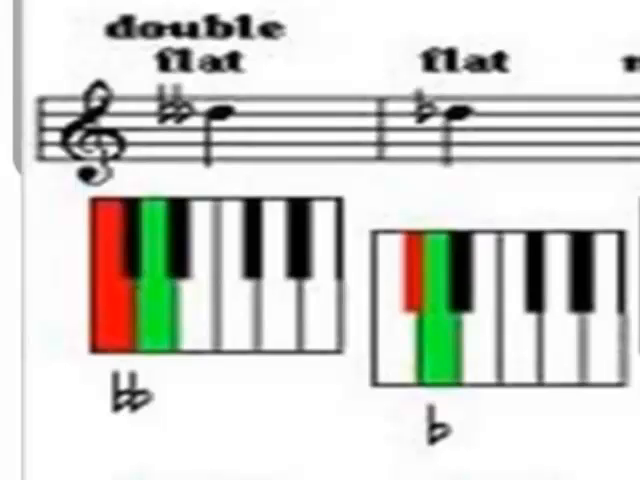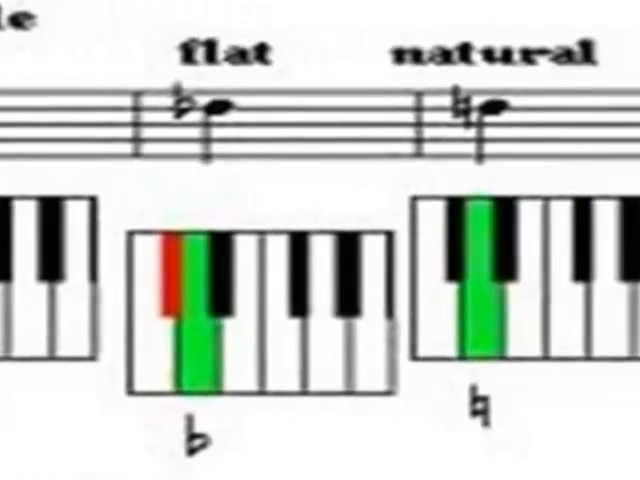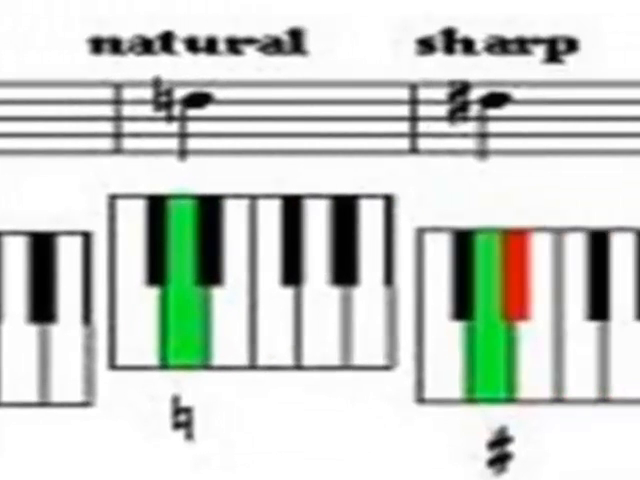A natural cancels out any previous sharps or flats that are in a measure or that are in the key signature. We have a D natural here, although writing the natural really wasn't necessary. It's really here to show you how it's written.